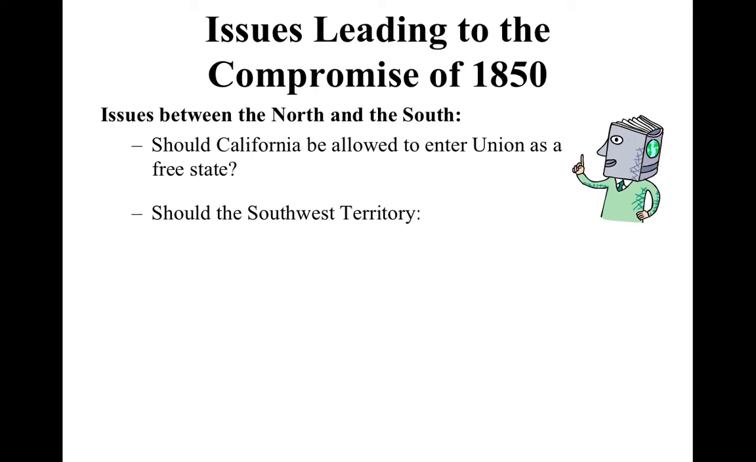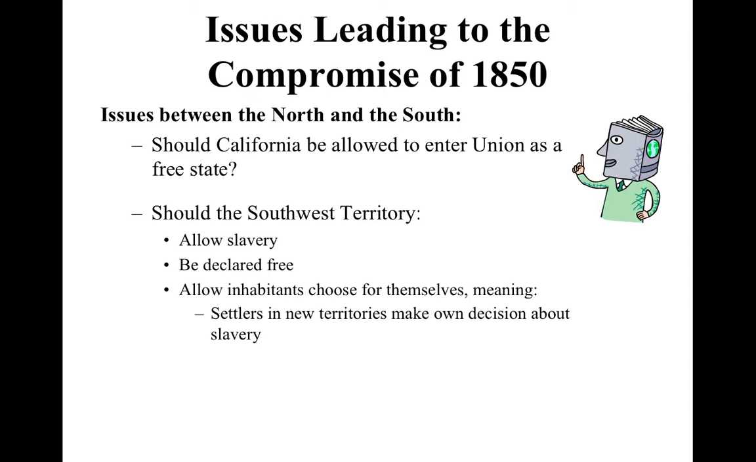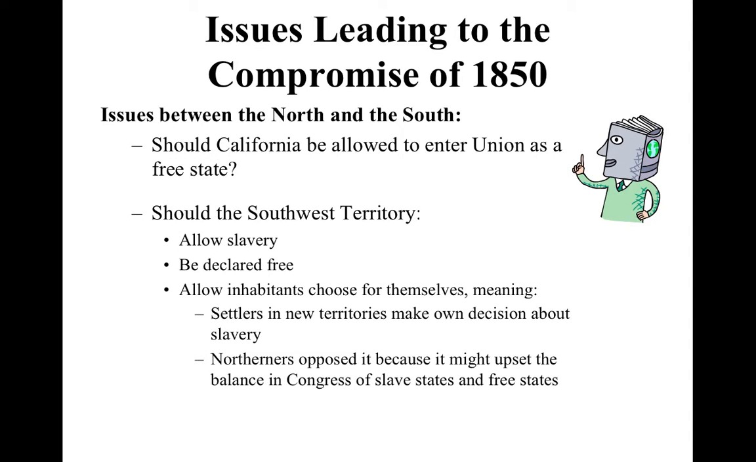The United States had won a war with Mexico, and when the United States won a war with Mexico, they got a bunch of land from Mexico. So the question becomes, should we allow slavery in the Southwest Territory? Should those territories be declared free? Or should we allow the people that lived there, the inhabitants, to choose for themselves, meaning the settlers in those territories get to make their own decisions about slavery? Now, the Northerners oppose this idea because they're worried about it upsetting the balance of Congress between slave states and free states. Again, we're talking about this balance between the slave states and the free states.